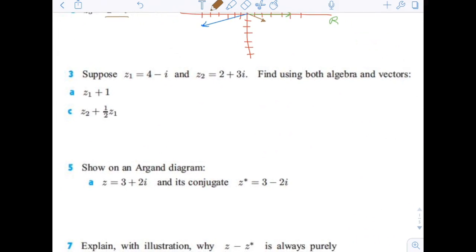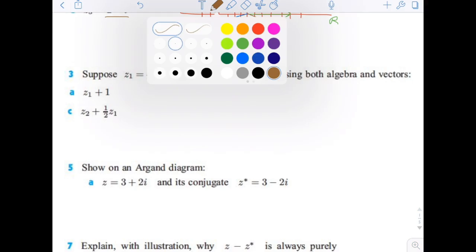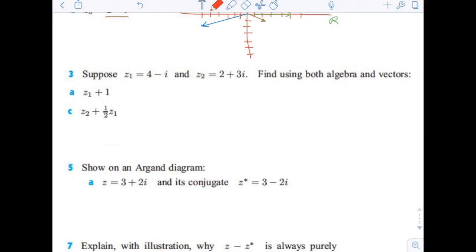Suppose that z1 equals 4 minus i and z2 equals 2 plus 3i. Find using both algebra and vectors. So let's use algebra first. So z1 plus z2, that would be 4 minus i plus 1. And we have two real parts here, 4 and 1, so we'll add those together. We get 5 minus i, which is the result.